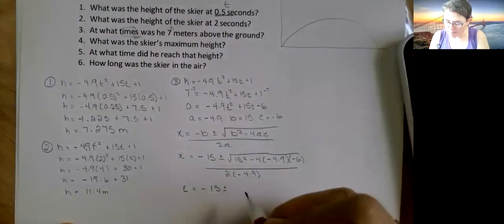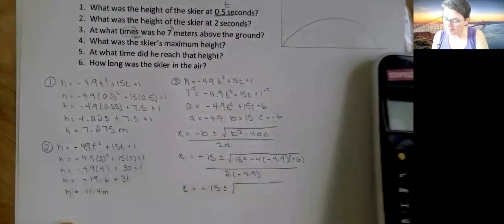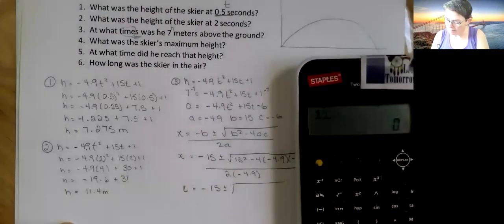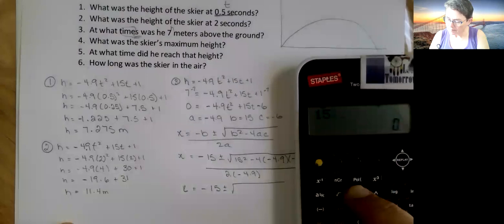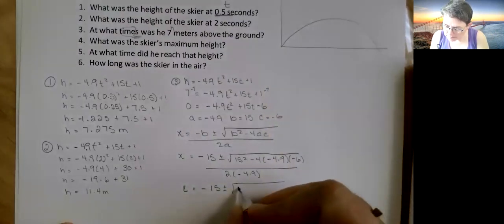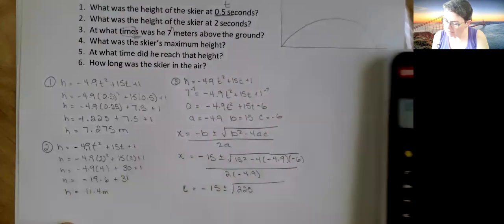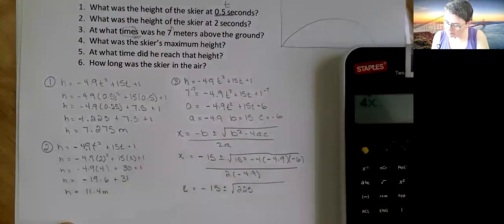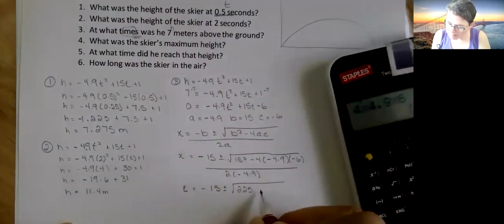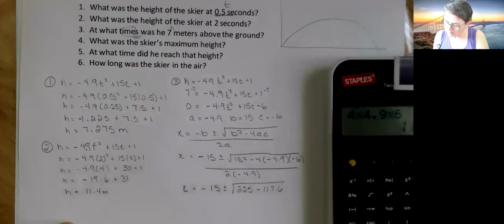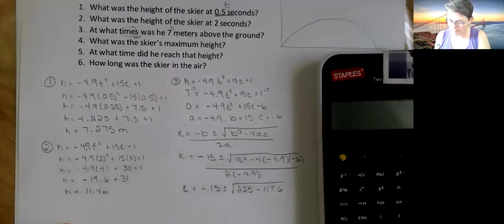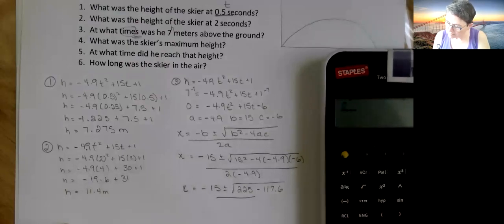All right, so 15 plus or minus the square root of 15 squared. I think that's 225. Oopsies. 15. Yep. And then I need to go 4 times 4.9 times 6, and minus 6. I'll do it over 2 times 4.9, 9.8.